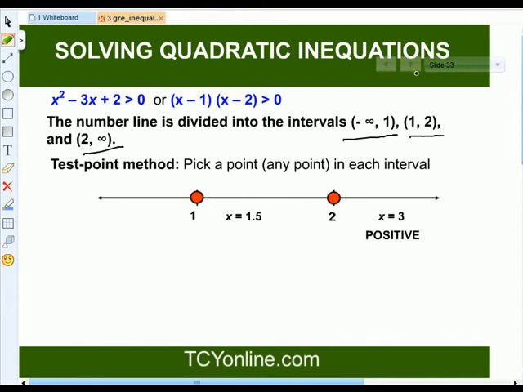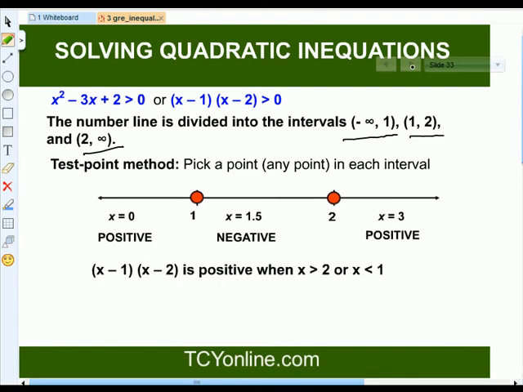In the interval from 1 to 2 we will take x as 1.5. Now over here x minus 2 will be obviously negative, while x minus 1 will be positive. Negative times positive makes the answer negative. So this interval is basically negative. In a similar way, we take x equals to 0 in the interval negative infinity till 1. We get it as a positive interval. So now we can say that x minus 1 times x minus 2 is basically positive for x greater than 2 and x less than 1.